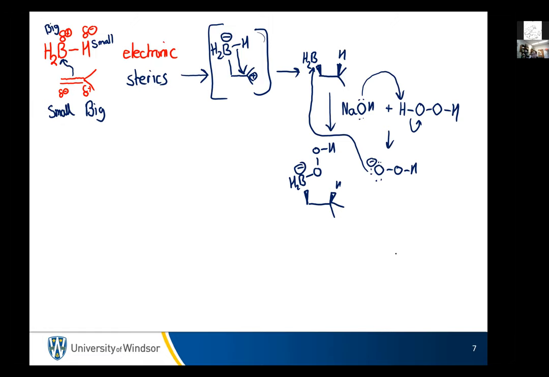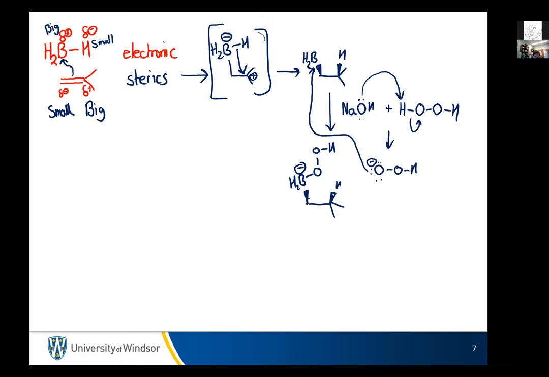Now something really weird happens. What we're going to do is a shuffle. The electrons in this boron, now boron's got eight electrons, which is happy, but it's negative, so it's unhappy. So it's trying to figure out how to get rid of the negative charge. It wants to go back to neutral. It doesn't want to go back to six electrons.